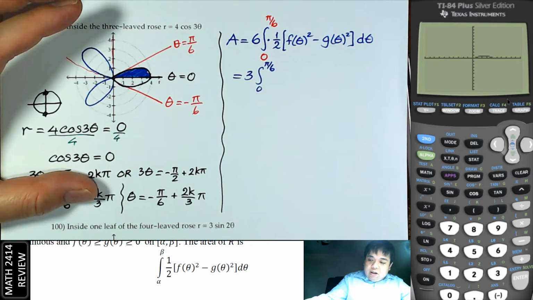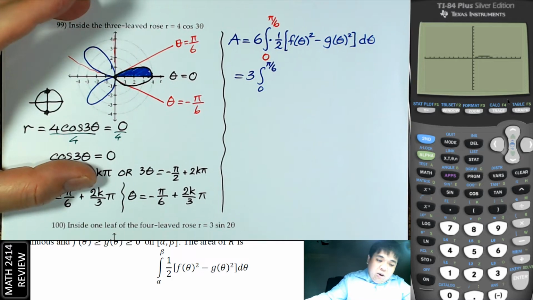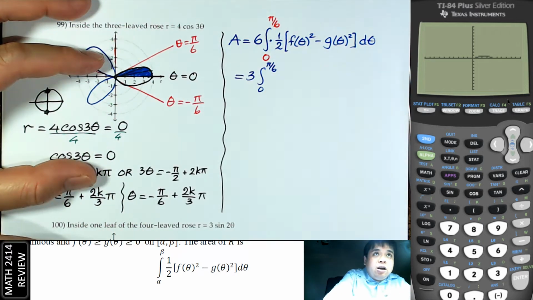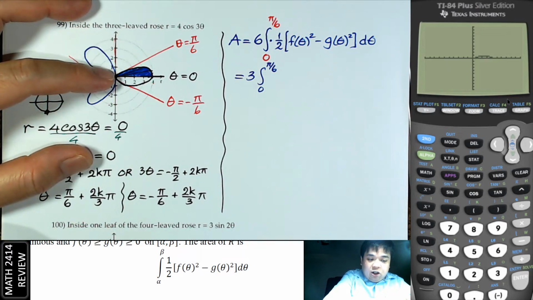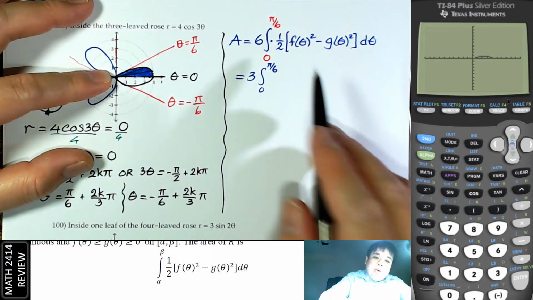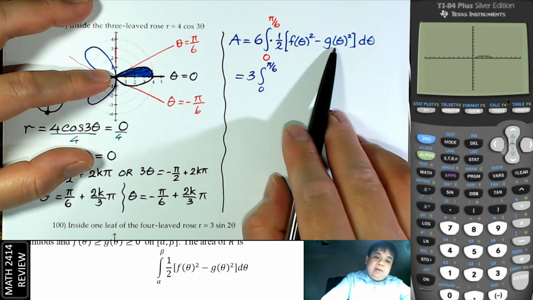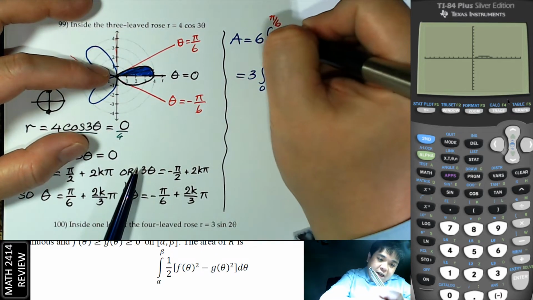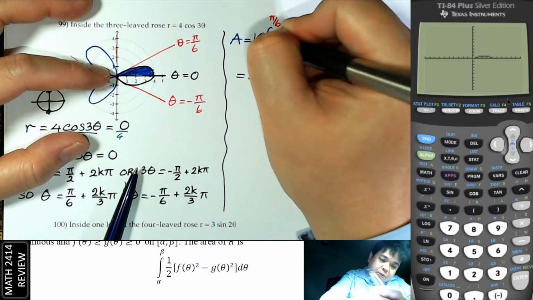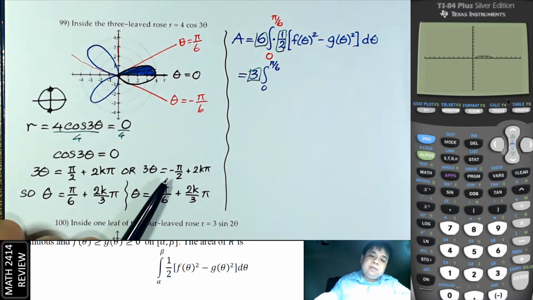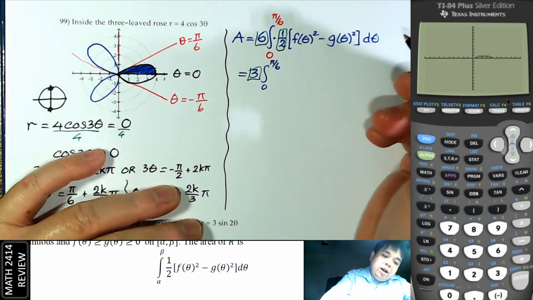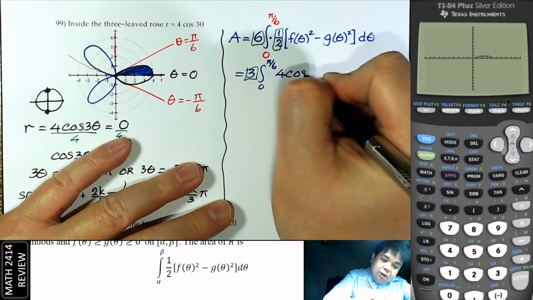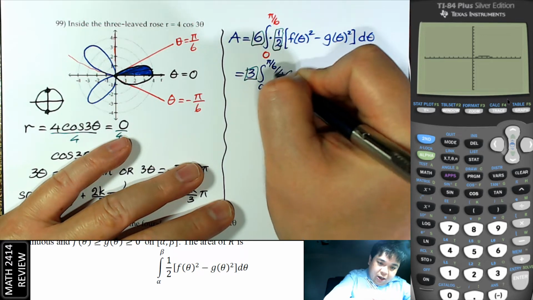If we stand from the center and look out, we only see the edge, which is a rose function, right? So we only have this function, there's nothing inside. Again, we did take care of the 6 and 1/2, that's 3. We just have the function square. The function square is 4 cosine 3 theta square.